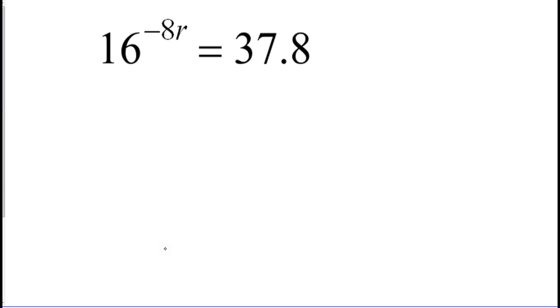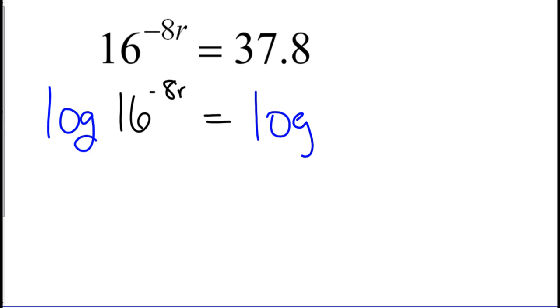And like we talked about in class, you can do the common logarithm, you can do the natural logarithm, whatever you're more comfortable with. Unless I see an e in my problem, I tend to just run with the common logarithm. So I'm going to take the common log base 10 of both sides. So log base 10 of 16 to the negative 8r, and log base 10 of 37.8.